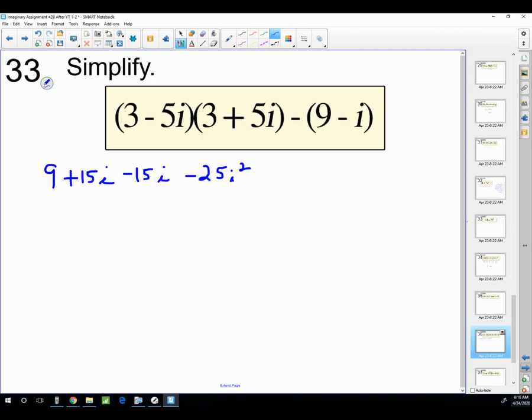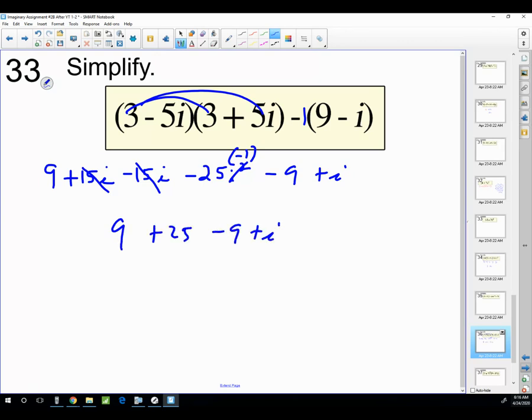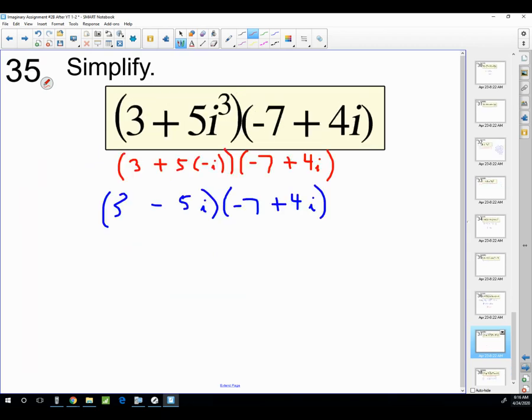All right, I went ahead and multiplied this stuff out, and then I'm going to distribute that negative 1, or distribute the negative. And then we just have like terms. I do need to simplify that to be a negative 1. These 2 terms cancel, so I get 9 plus 25 minus 9 plus I. The plus 9 minus 9 cancel. That was nice. 25 plus I looks correct. All right, guys, I think we have one more, and then that'll be it.